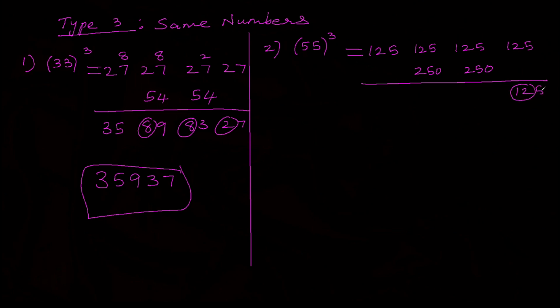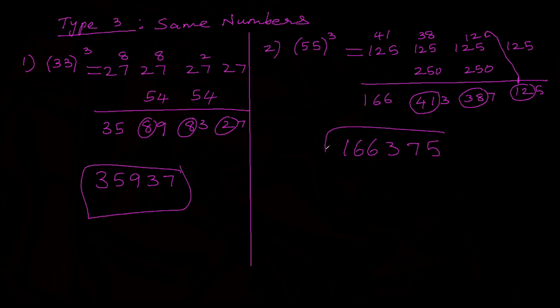But only the unit place to be here and the rest of the numbers to be carried over to the next place. 12, 7, 8, 3. Again 38 carried over to the next place. 13, 4, 6, 11, 4. 41 to be carried to the next place. 6, 6, 1. Now the answer is going to be 166375. Such a big answer, we got it in a few seconds.